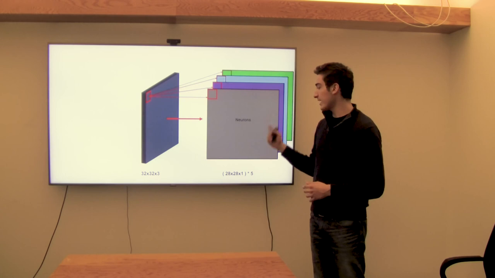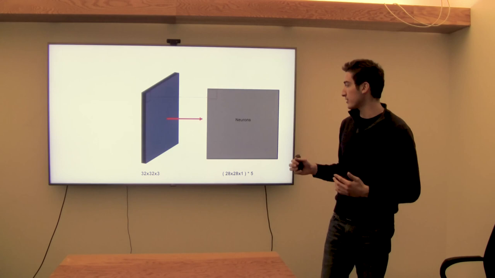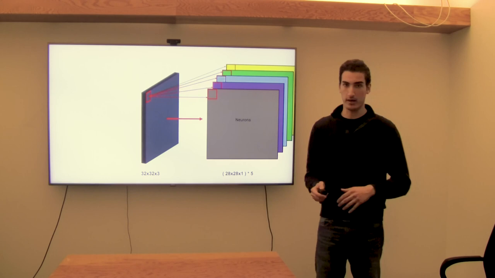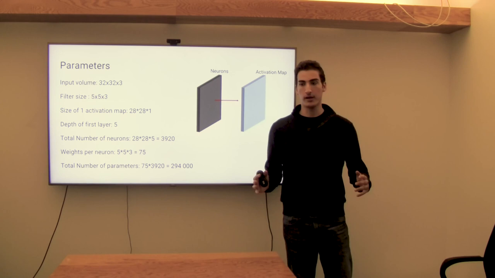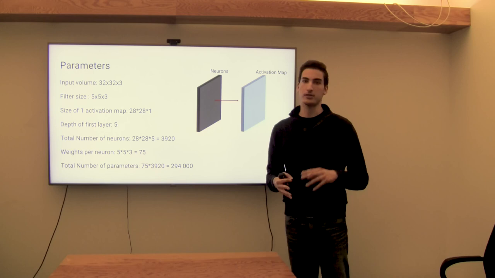So in that case, we would have 28 by 28 by 1 neuron per layer. And then if we aggregate all these neurons together, we need to multiply it by 5. And that would be the total number of neurons we have in that specific network. So this actually leaves us with a pretty complicated system. We would have many parameters. The neurons have weights. The number of neurons is also a parameter. So how do we actually formalize that?